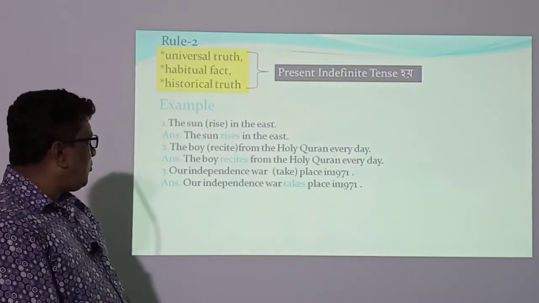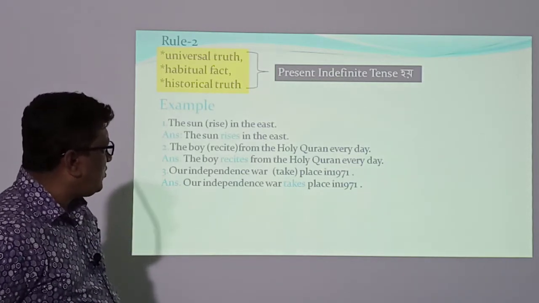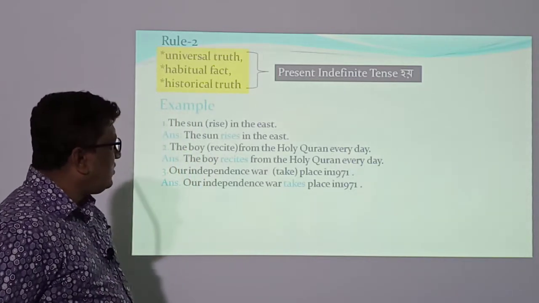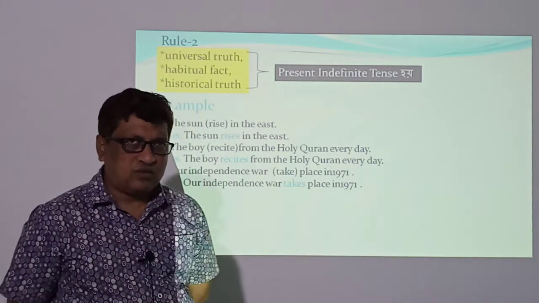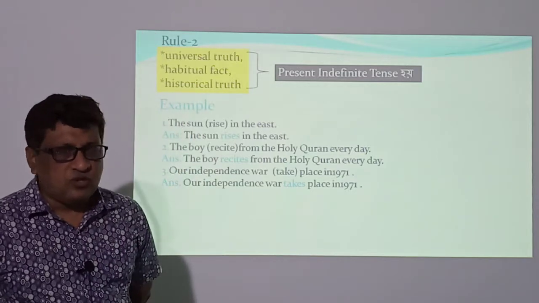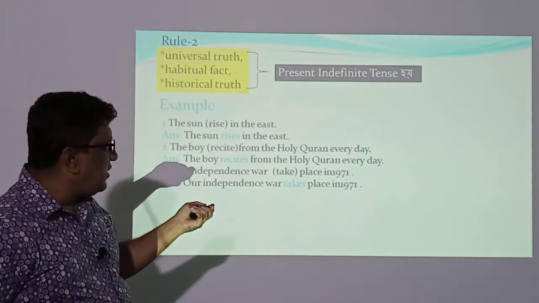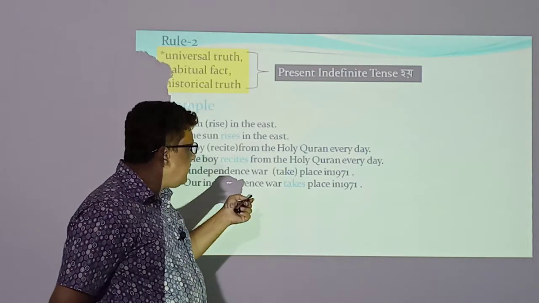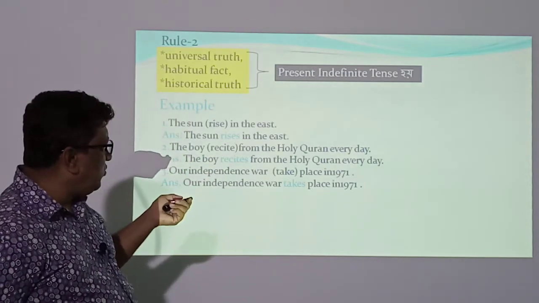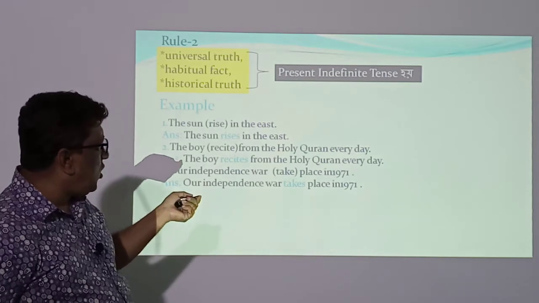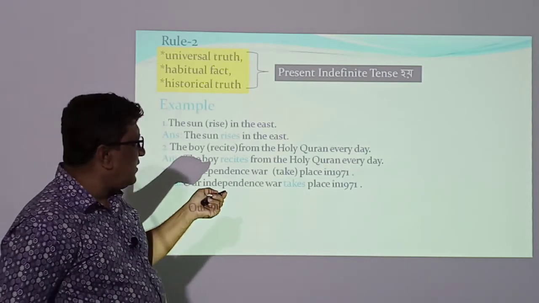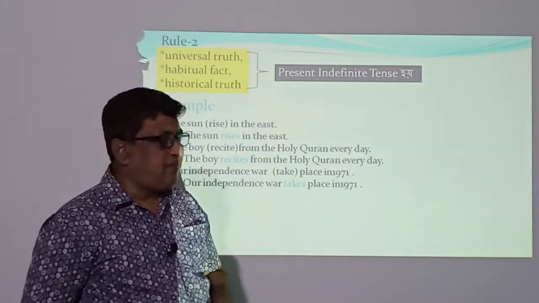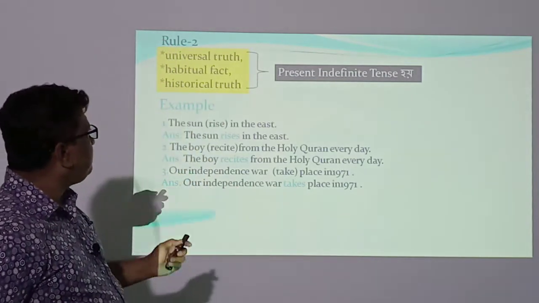And the third example: our independence war take place in 1971. So this is a historical truth. As it is a historical truth, we can use the present form of take here. So the answer will be: our independence war, or war of independence, takes place in 1971.